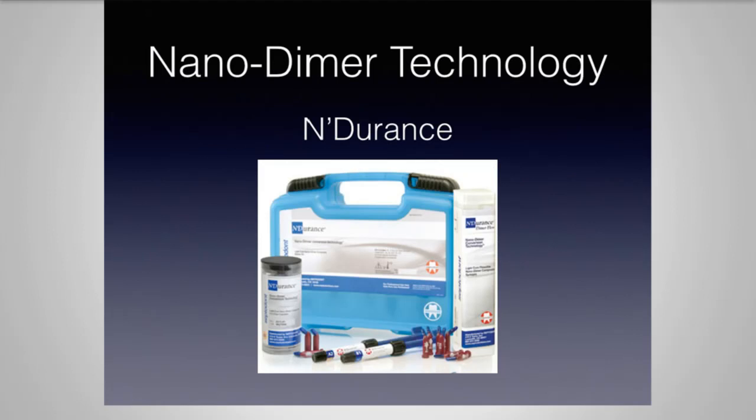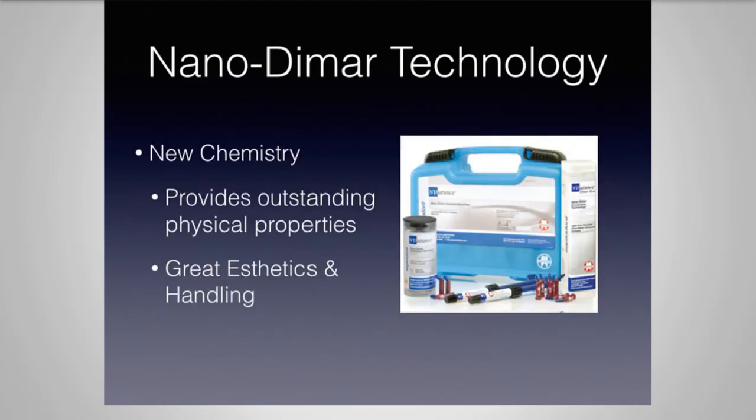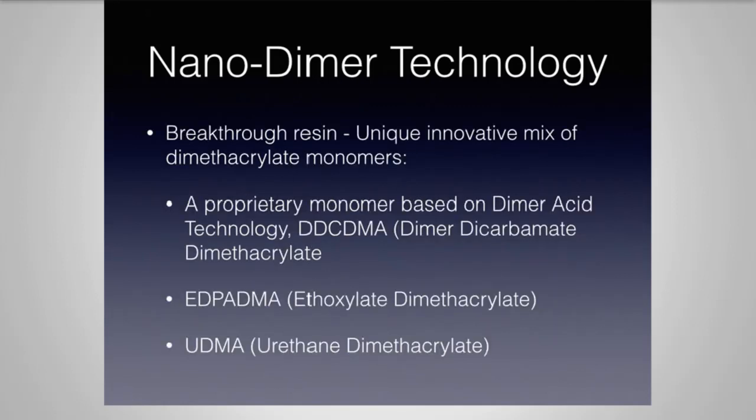And the material that we're going to talk about for the remainder of the lecture is called Endurance from Septodon, which is a nanodimer material. This is brand spanking new technology to me. When I started learning about this, I was amazed by what the folks at Septodon have done. This new chemistry that they have created provides incredible physical properties and incredible aesthetics and handling.